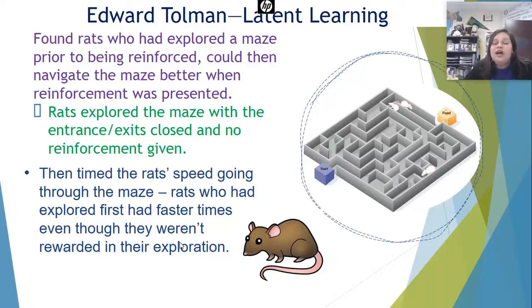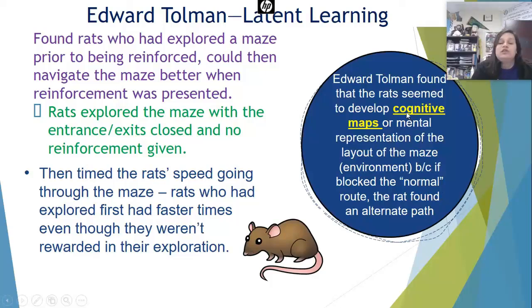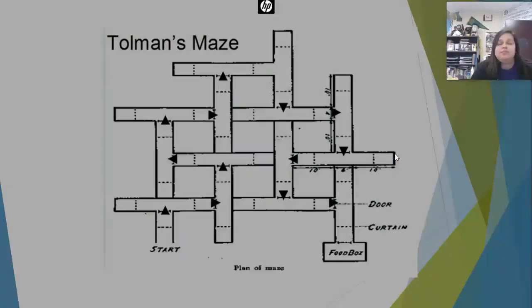And he said what had happened was that, even though there was no motivation to learn anything, they had formed cognitive maps and they had kind of picked up on the location and the layout of the maze, but it wasn't evident until later when there was a motivation to prove or show their behavior. So they formed cognitive maps.